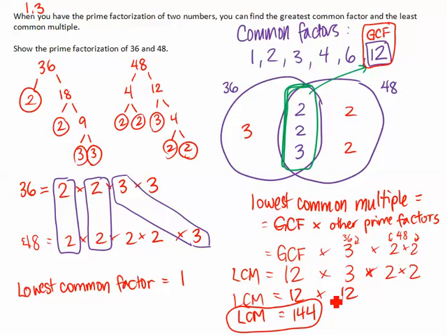So without having to actually list out all the different numbers or to try out different multiplications, I can use this method to find the GCF and the LCM of any two numbers.